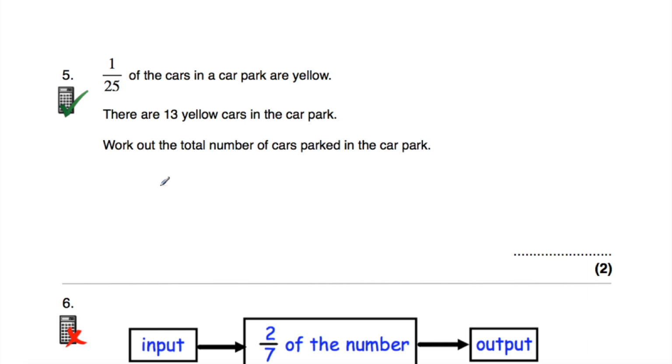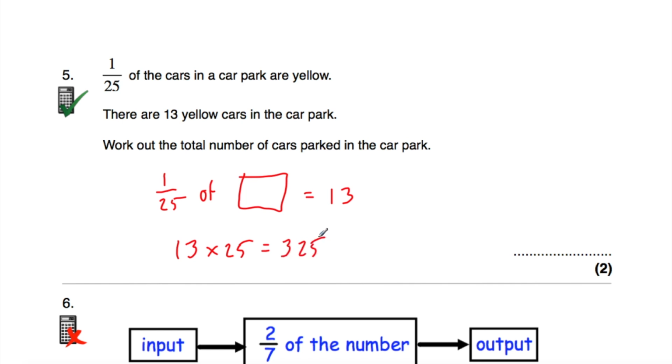So we know that if we work out 1/25th of the grand total of cars in the car park, the answer is equal to 13, because 1/25 of the cars are yellow and there's 13 yellow cars. So we would have taken the grand total and divided it by 25, and we've got 13. So if we take 13 and multiply that by 25, that'll tell us the grand total. 13 multiplied by 25 is equal to 325. So there's 325 cars parked in the car park. So the answer is 325.